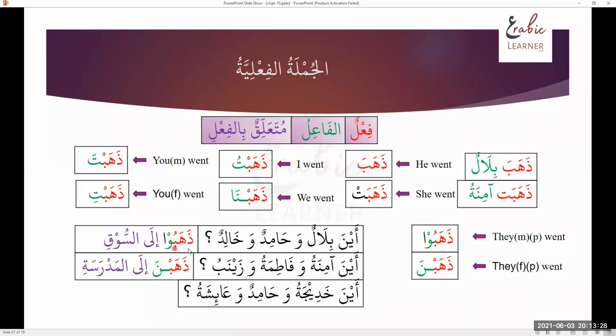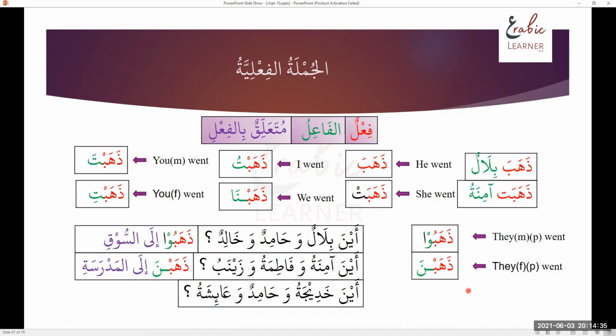Here zahabu is fail. This is indicated by the waw, which indicates hum, meaning they. Here zahab is again fail. Na indicates hunna. Now I want the answer for the third. Aina Khadija, why dhahabtum? Dhahabtum means what? Sister Nahida, what is the meaning of dhahabtum? They went is either dhahabu or dhahabna. For masculine, it is dhahabu, and for feminine, it is dhahabna. And dhahabtum is you all went, for masculine gender.